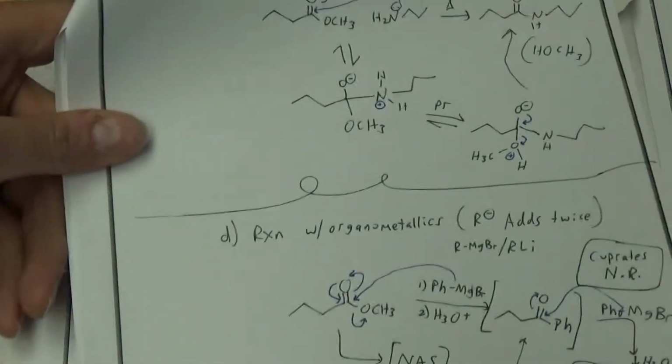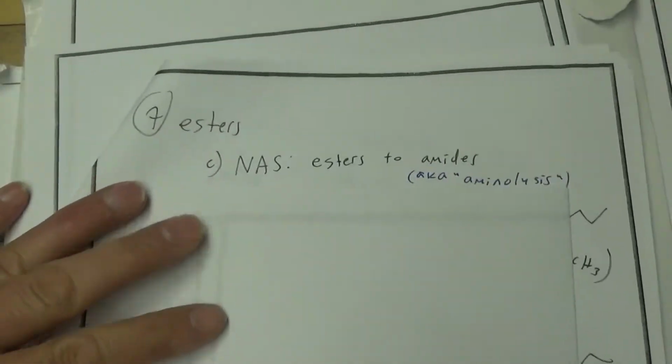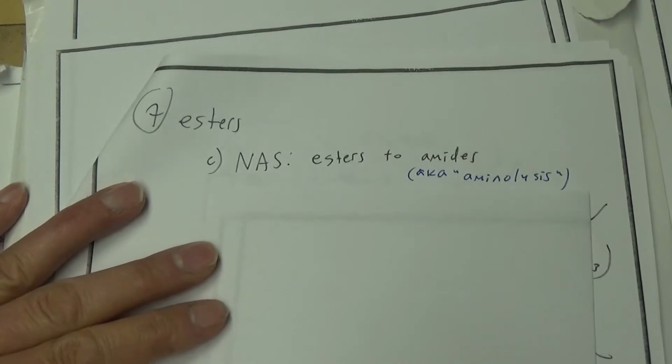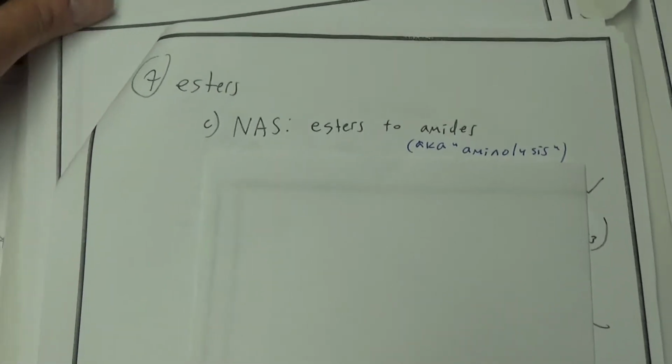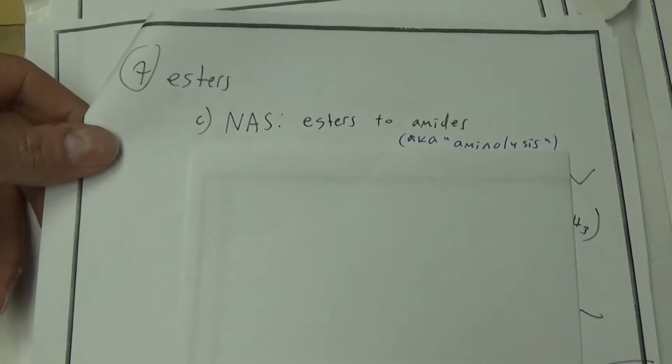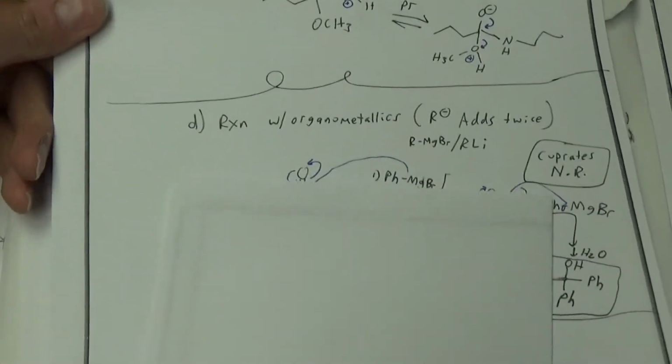Okay, so then we also did learn about NAS, converting esters to amides. That was really boring. I'm not going to really say anything else about it. You can find those in your last lecture notes.